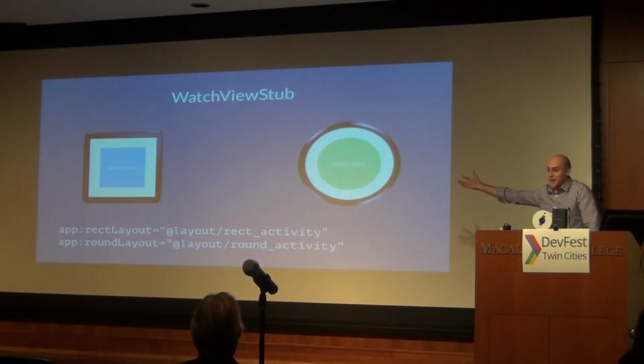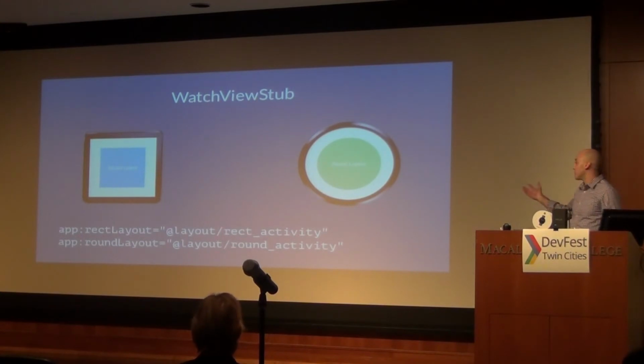So here I specified a square base design for my square watch and a round one for a round watch. At that point, you can do whatever you want. The two layouts that are in here are just standard layouts that I made sure look good on either device.